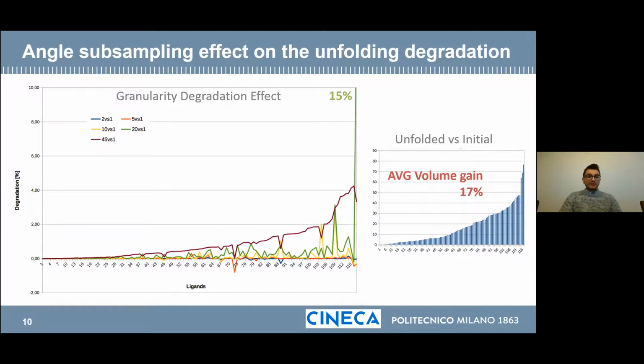On the right, you can see that these positive results aren't due to the initial shape of the compounds, since our procedure got an average 70% of volume gain.